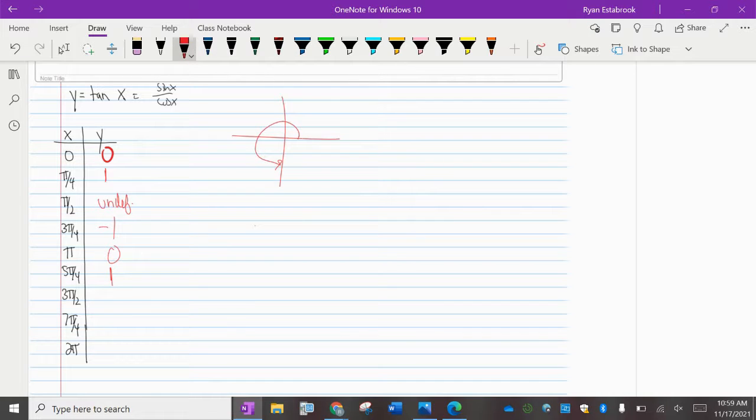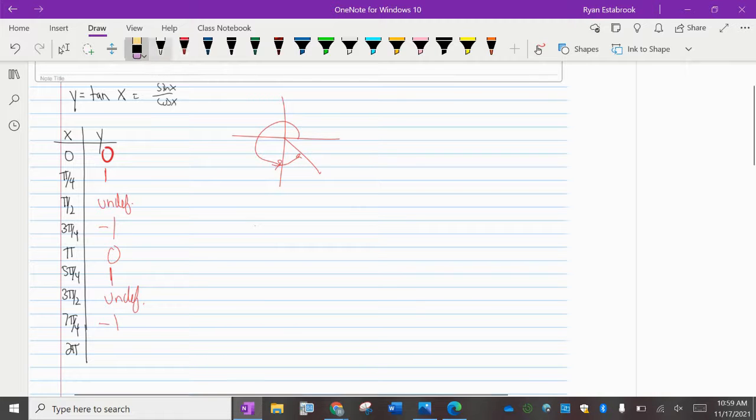Next one, 3 pi over 2. The sine of 3 pi over 2 would be -1. The cosine of 3 pi over 2 is 0. This is another undefined. 7 pi over 4 is now into the fourth quadrant. Hopefully you're picking up the pattern on this one. What's going to be the tangent of 7 pi over 4? It's going to be -1.